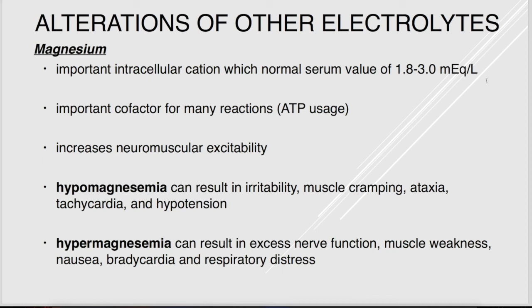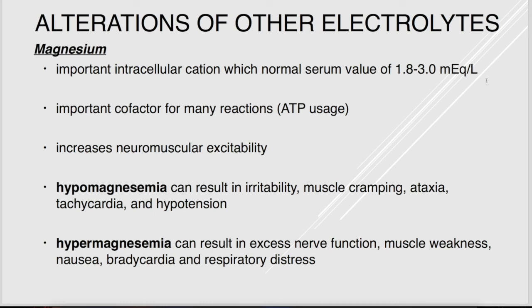So, hypomagnesemia: muscle cramping, irritability, hypotension is common, but muscle cramping is definitely one to remember. Causes of hypomagnesemia would be things like malabsorption, so you're not absorbing the magnesium, and a couple of others. Okay. Now hypermagnesemia results in excess nerve function.